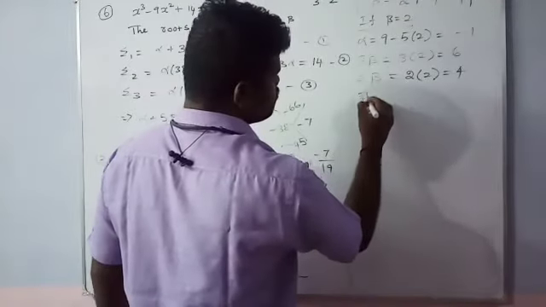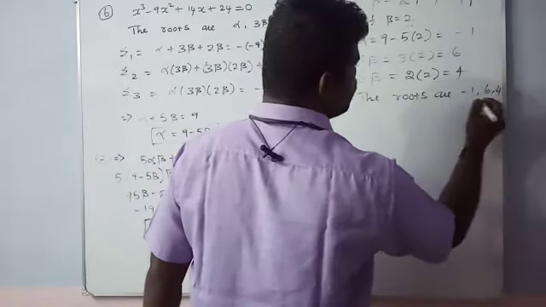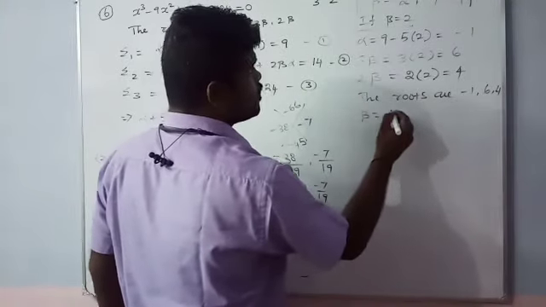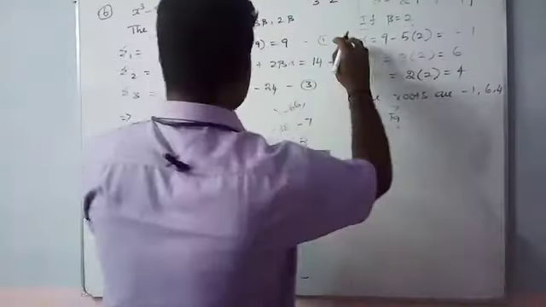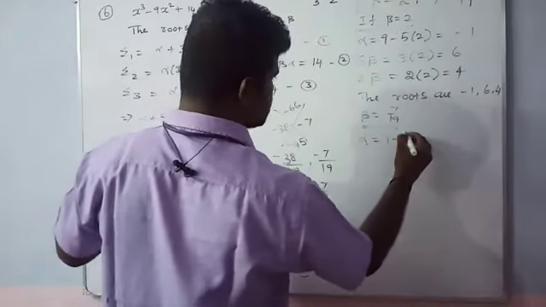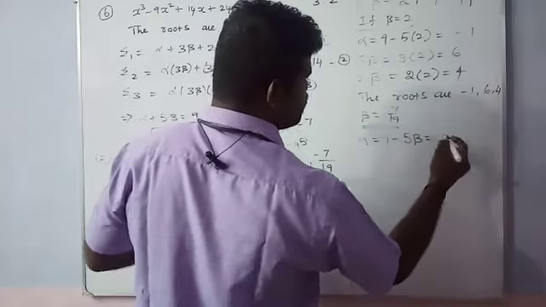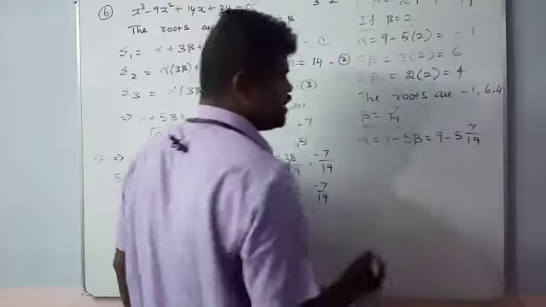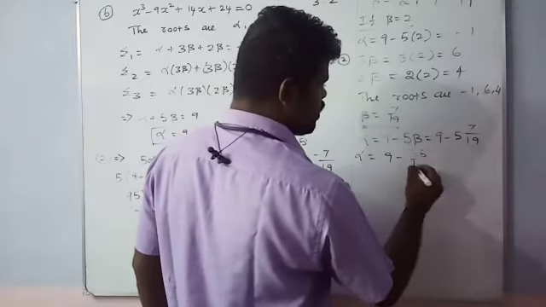The roots are minus 1, 6, comma 4. And one more beta value is there. So beta is equal to 7 by 19. For the same alpha value, alpha is equal to 9 minus 5 into the beta value, that is 9 minus 5 into 7 by 19. Actually alpha is equal to 9 minus 35 divided by 19.